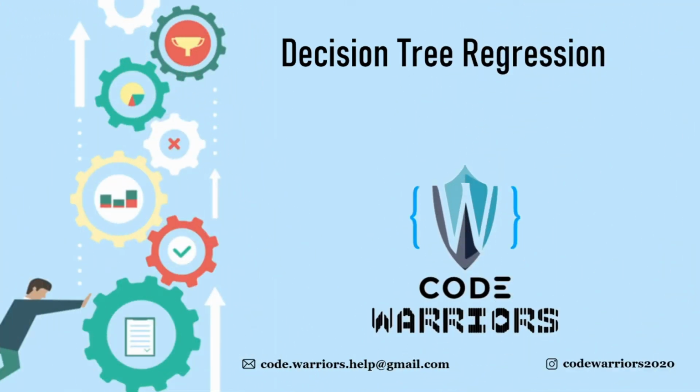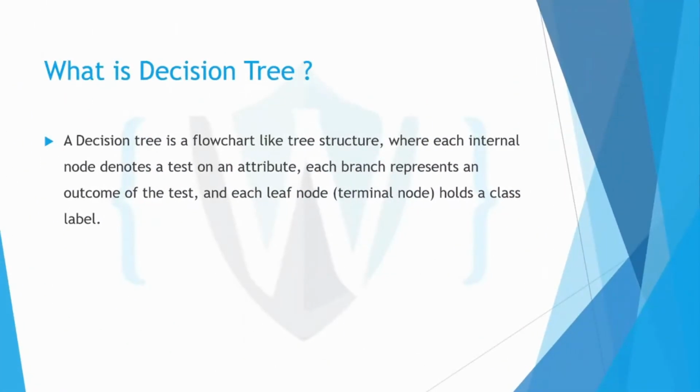Hi everyone. Today we will learn about decision tree regression. So let's first see what a decision tree is. As you can see, a decision tree is a flowchart-like tree structure where each internal node denotes a test on an attribute. Each branch represents an outcome of the test and each leaf node holds a class label.